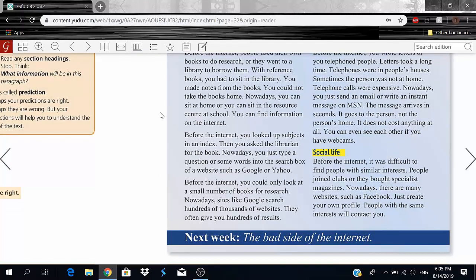Before the internet, you looked up subjects in an index. Then, you asked the librarian for the book. Nowadays, you just type a question or some words into the search box of a website such as Google or Yahoo. Before the internet, you could only look at a small number of books for research. Nowadays, sites like Google search hundreds of thousands of websites. They often give you hundreds of results.